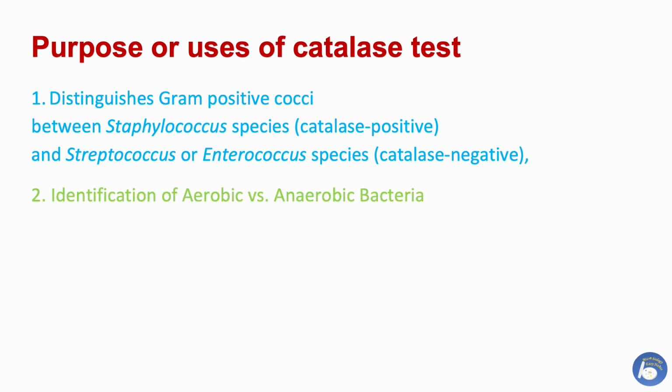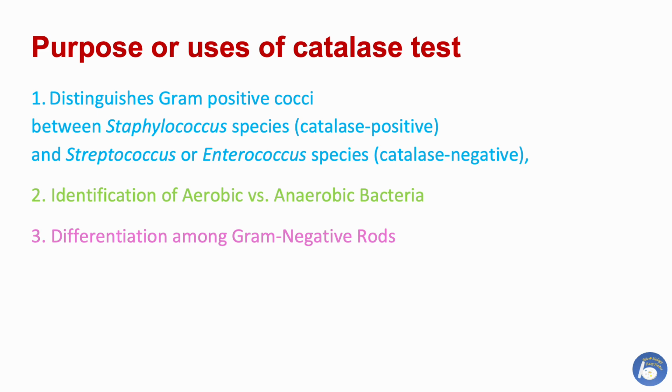Next is identification of aerobic versus anaerobic bacteria. The test helps to differentiate between aerobic bacteria which produce catalase and obligate anaerobes which do not. So this test provides insights into bacterial respiration types.